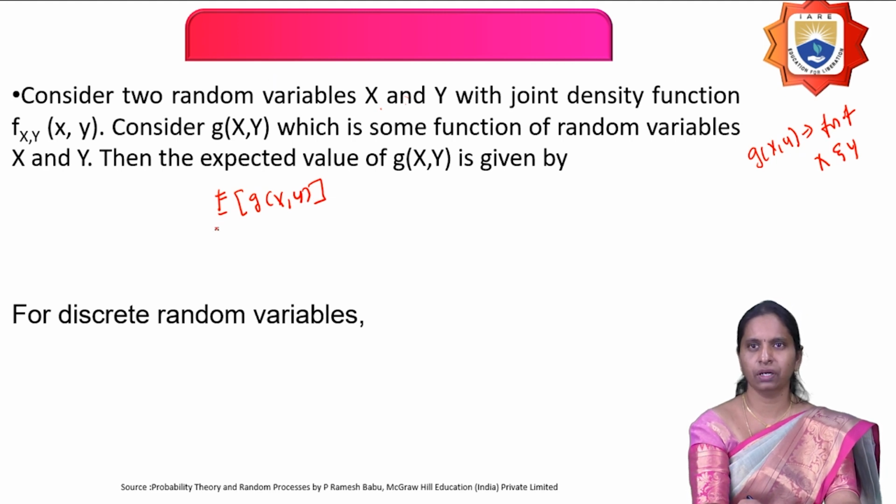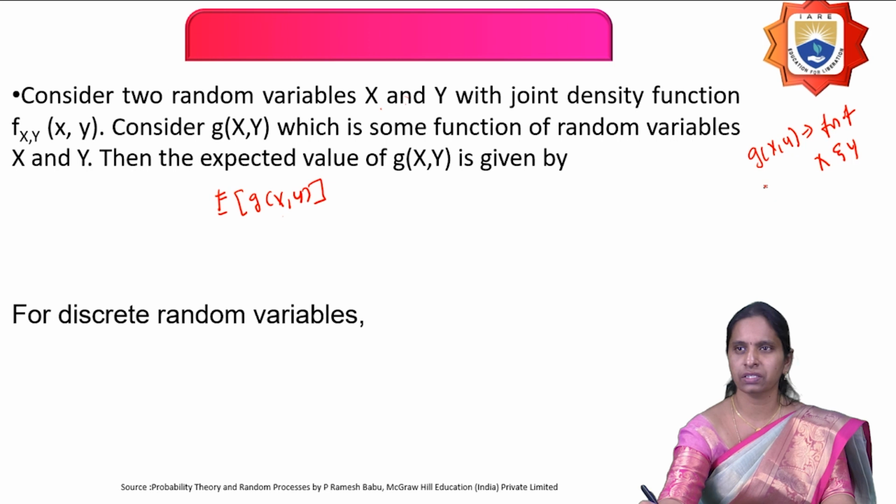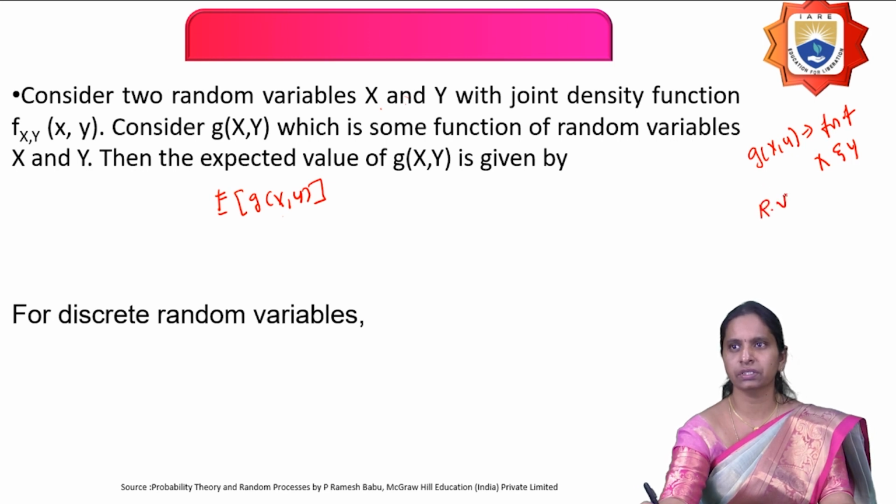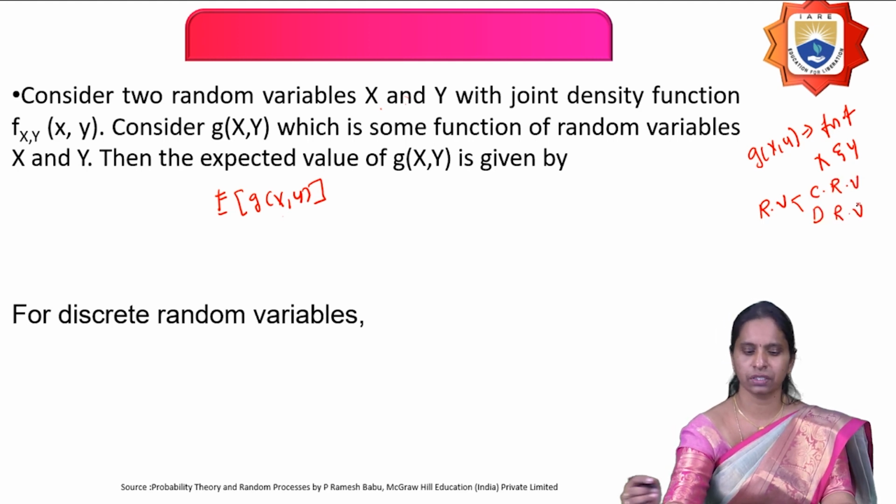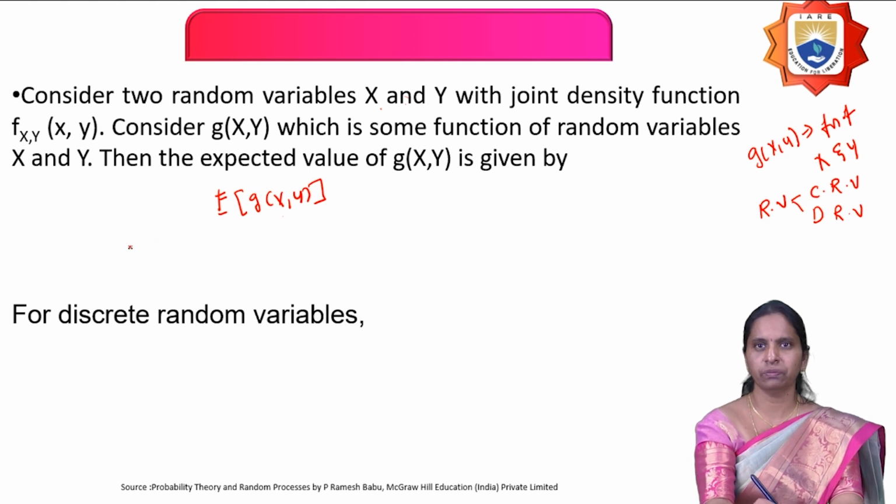So it is nothing but the expectation of operations on multiple random variables. Since we are considering more than one random variable, it is called expectation of multiple random variables. Now we have seen the random variables are of two types. One is continuous random variables and the second one is discrete random variables.